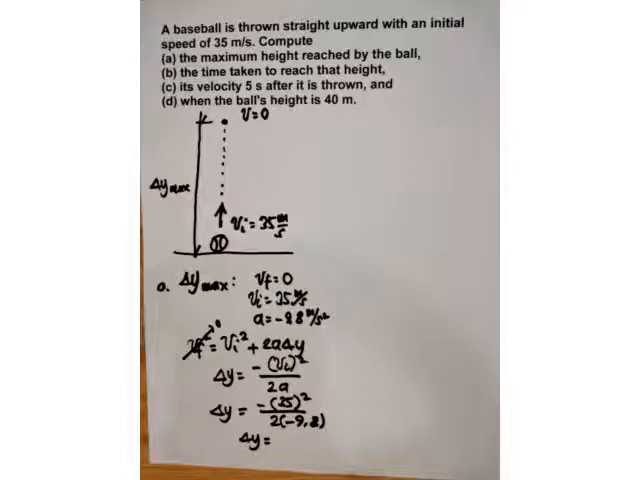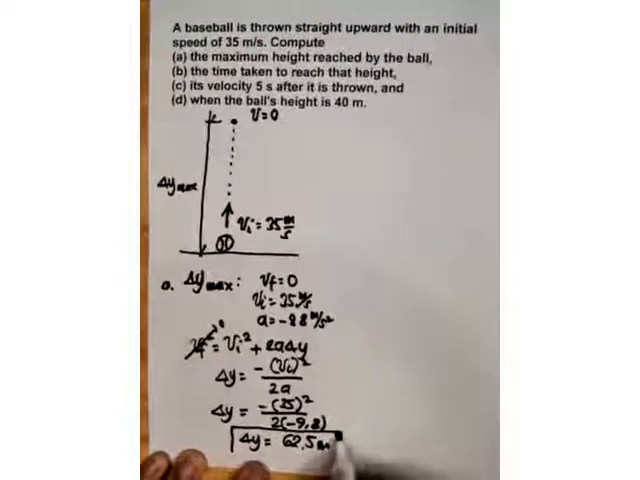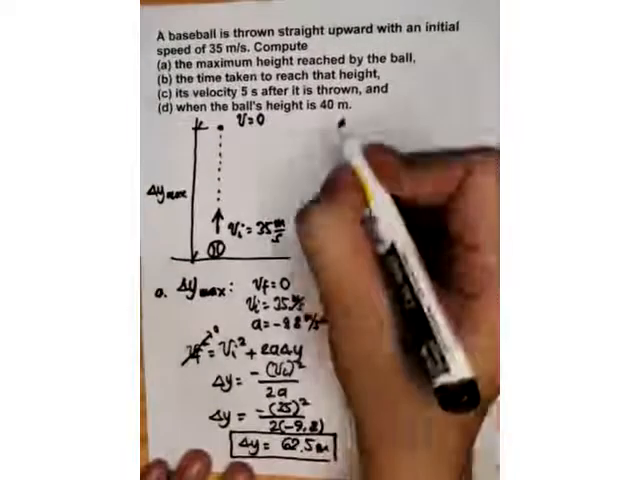What's the answer? Okay, so it's 62.5. So 62.5 meters. Okay, so tama. So letter B.